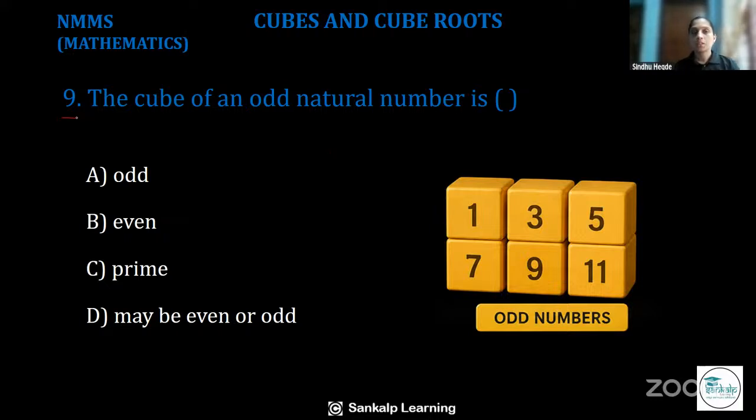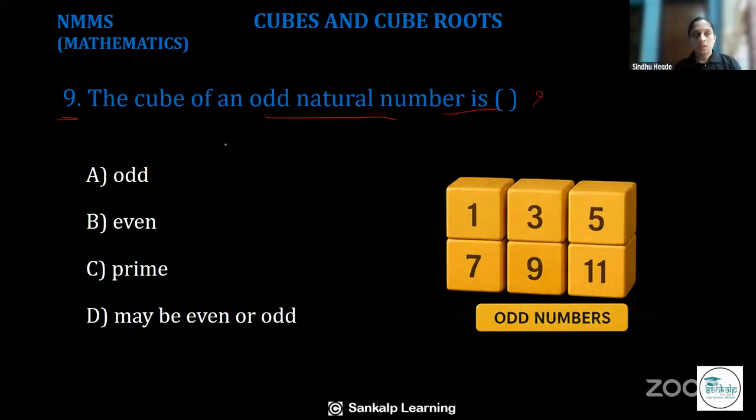Let us see question number 9 of the chapter Cubes and Cube Roots. The cube of an odd natural number is option A odd, option B even, option C prime, option D may be even or odd. The cube of an odd natural number is what?